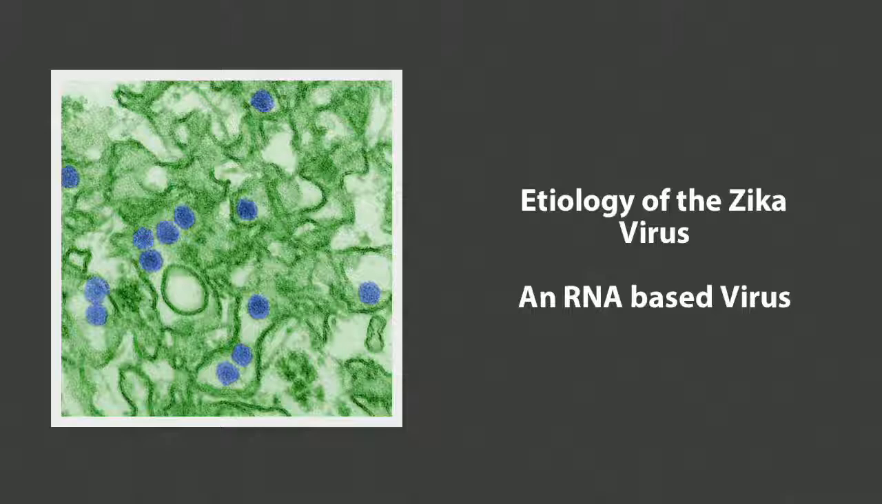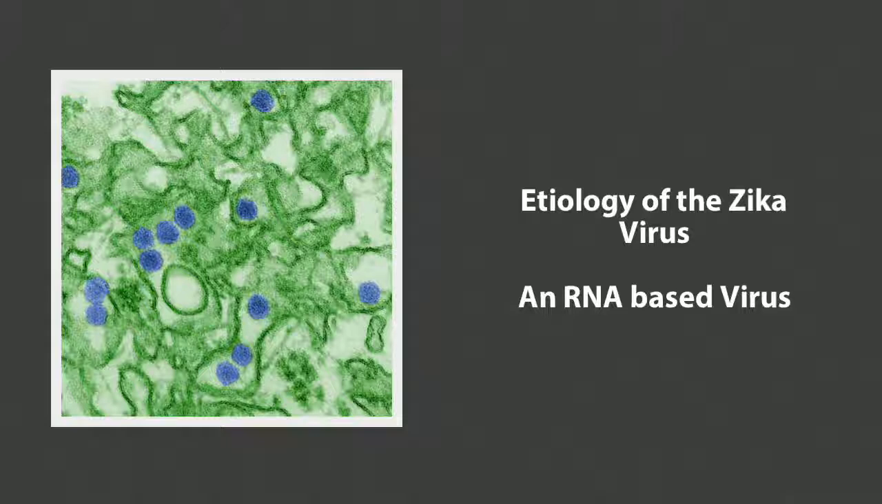The Zika virus is endemic in parts of Africa and Asia, and was first identified in the South Pacific after an outbreak on Yap Island in the Federated States of Micronesia in 2007. The Zika virus is an RNA-based virus.